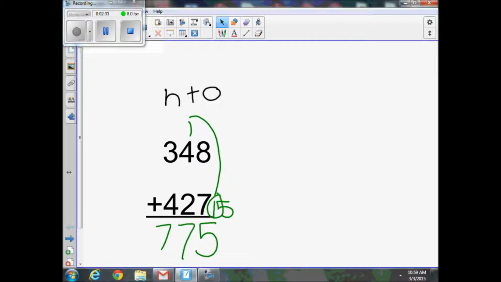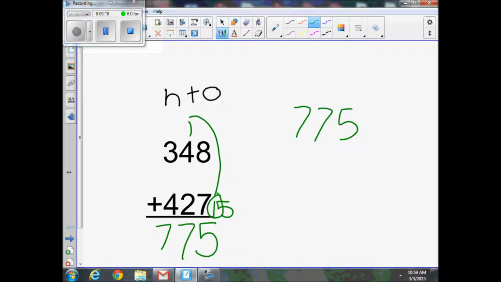Now, we want to check with the opposite operation. The opposite operation of addition is? Subtraction. Absolutely. And so now we want to look at how we would do a three-digit subtraction problem. Come on up, and I'm going to let you start that for us. When we check with subtraction, we know we have to start with the sum or the whole. Exactly, the sum or the whole. So start with our sum or our whole, and that would be the 775.